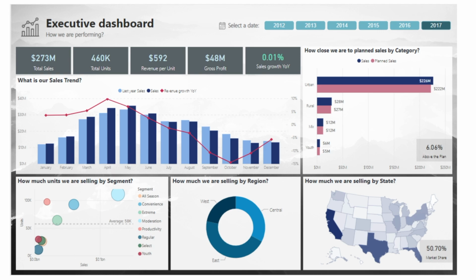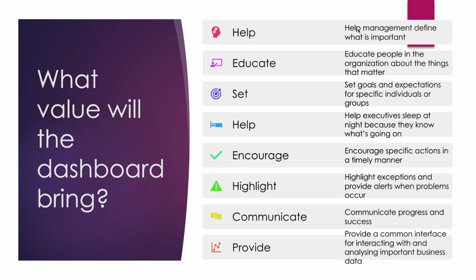So now, as we have understood who our audience is, we need to understand what value the dashboard will bring.